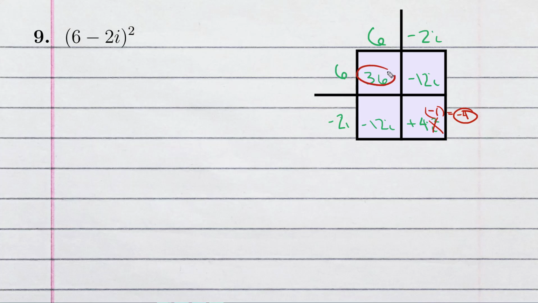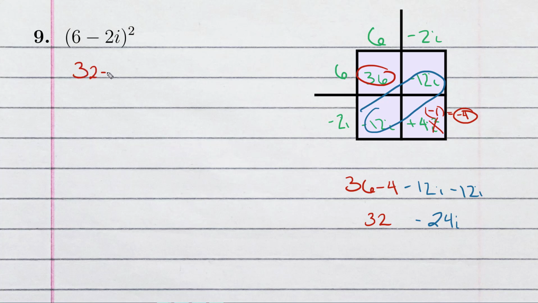So when I add this diagonal, that gives us 36 minus 4. Then we look at the other diagonal, negative 12i minus 12i. And that combines to give us negative 24i. And we have 36 minus 4, which is 32. And so when we write it in the best form, which is the imaginary last, it ends up being 32 minus 24i as your answer.